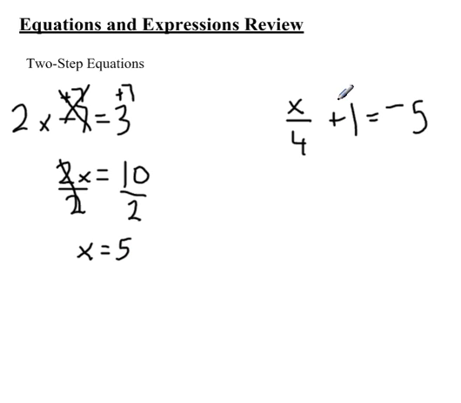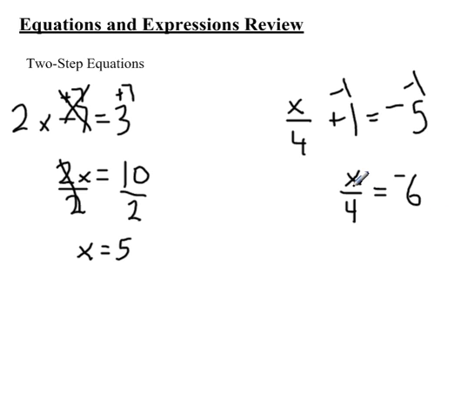Again, starting with any addition or subtraction first, I have 1 being added to my variable term. So I'm going to subtract 1 from both sides. Use my equals sign as a reference. So I have x divided by 4 equals negative 5 minus 1 more, which is negative 6.